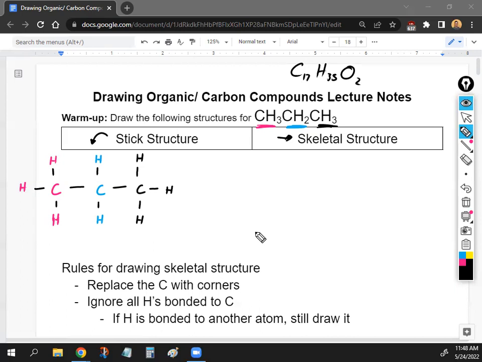Now, the skeletal structure is actually very easy to draw. The only thing that you need to know are these 2 rules down here. The first one is you want to turn all the carbons into corners. I'll talk about what that means in a second, but jot this down somewhere. You want to turn all the carbons into corners. So this is rule number 1 right here. Turn all the carbons into corners.